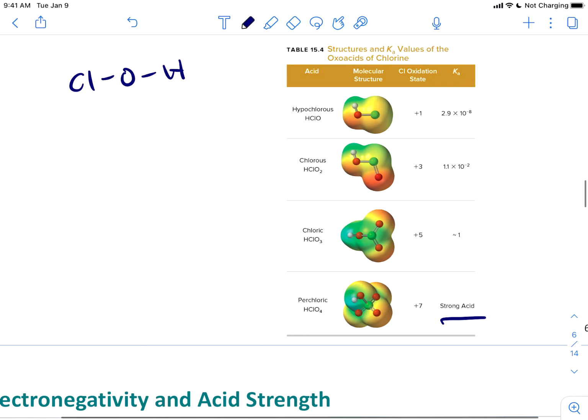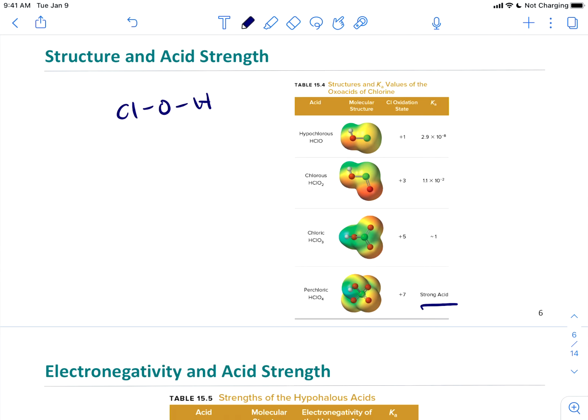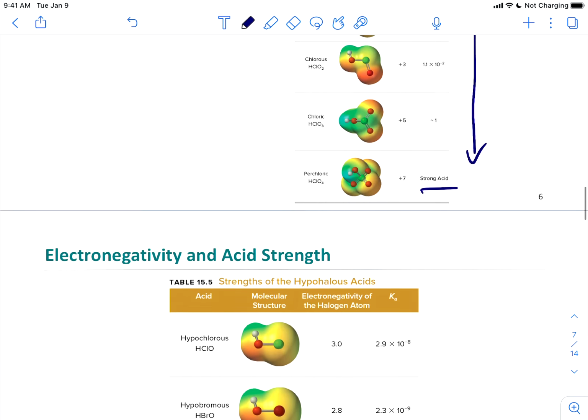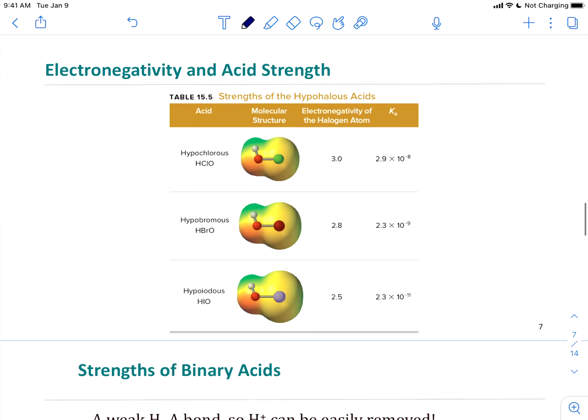We'll talk about this a little bit more in class. But as the number of oxygens increases, you stabilize the anion that's left in solution, and therefore it makes it easier for the hydrogen to leave, and you get to a certain point with 4 oxygens, you get a strong acid. All the rest are considered weak. Okay? Different degrees of weakness based on the Ka. This is the weakest.